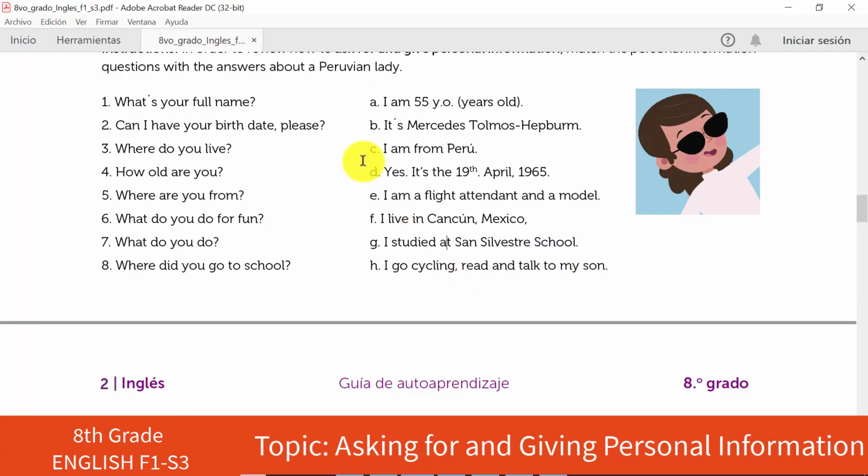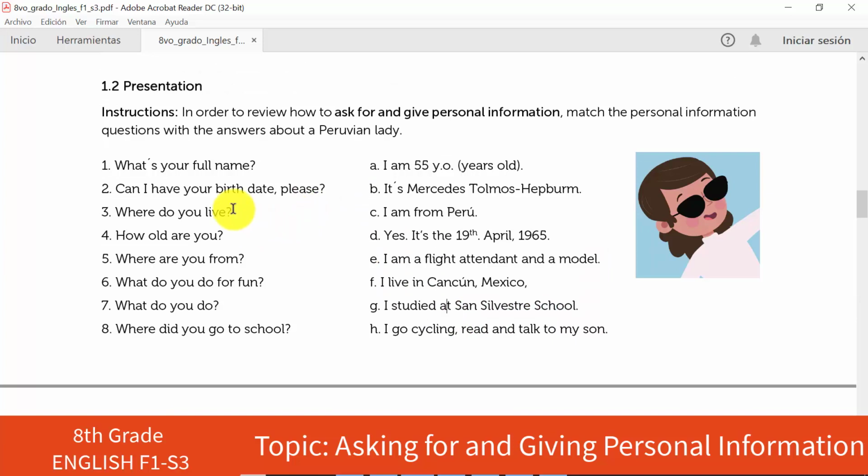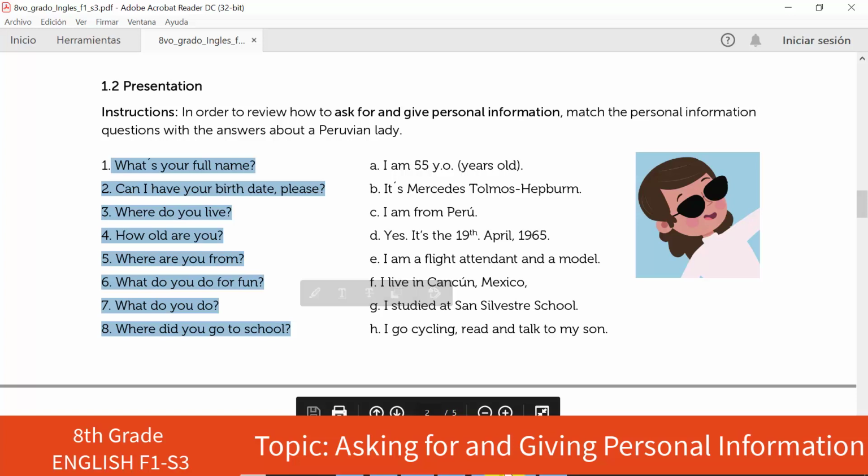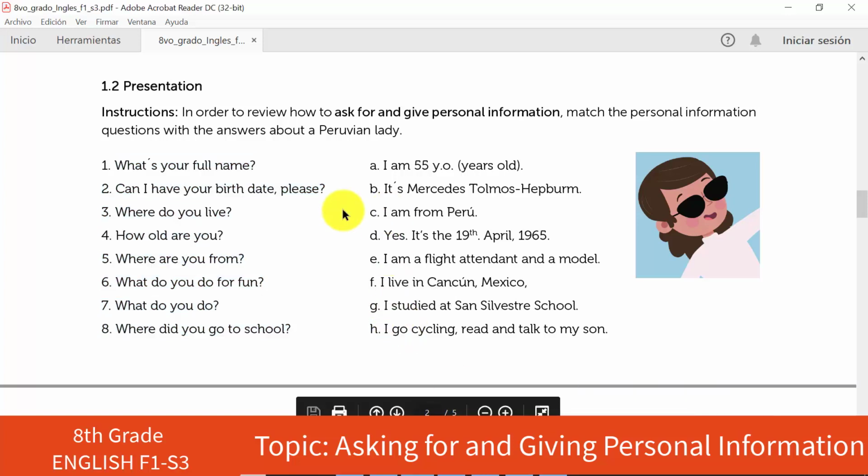Ok. Bueno, ya hicimos la practice del vocabulary. What's your full name? Can I have your birth date, please? Where do you live? How old are you? Where are you from? What do you do for fun? What do you do? Where did you go to school? Okay, that's the vocabulary. Try to remember because those are personal information questions.